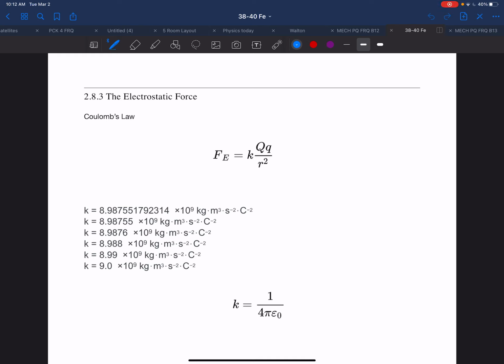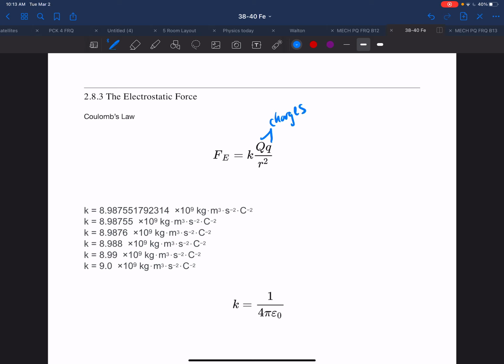In this installment, we're going to introduce the electrostatic force, or what is also known as the Coulomb force, given by Coulomb's law. We have it stated here as Fe, the force electrostatic, is equal to the Coulomb constant times the charge of the larger object, the charge of the smaller object. And so these are the charges.